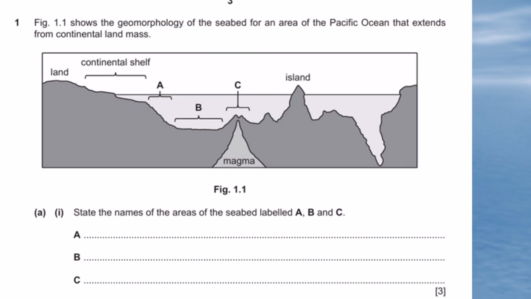All right, so our first question here shows the geomorphology of the seabed for an area in the Pacific Ocean that extends from the continental landmass. So you see up here we have the shelf. So A here must be where it slopes down, so it's the continental slope.